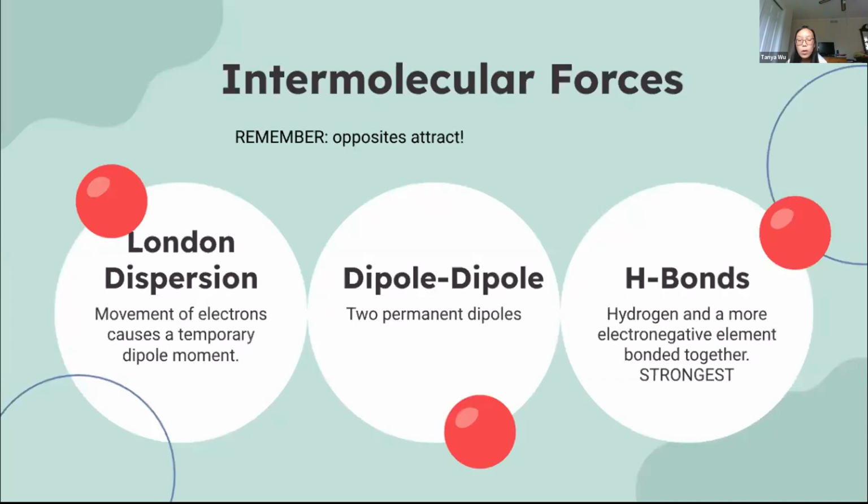Dipole-dipole is two permanent dipoles. The positive side and the negative side are going to be attracted towards each other, and that's the permanent dipole. Hydrogen bonds are a type of dipole force. It's just hydrogen and a more electronegative element, and these are the strongest intermolecular forces that we're going to cover today.